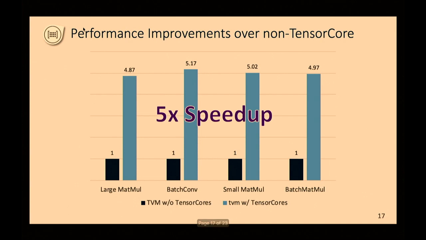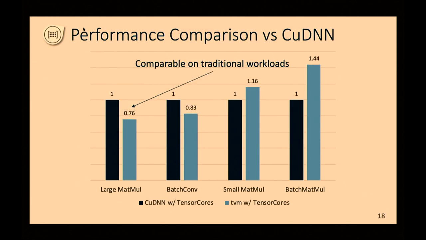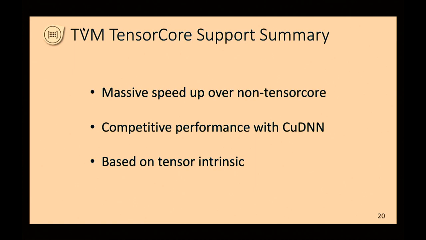So here's a performance improvement over non-TensorCore in TVM. We can see that in all scenarios, we have about 5x speed up. It is a huge improvement. And also compared with CUDA, we can have competitive performance on traditional workloads and some faster performance on the emerging workloads. And the batch mode is the fastest workload in our TensorCore TVM. And it is widely used in BERT so that we can make huge improvements on the BERT inference.